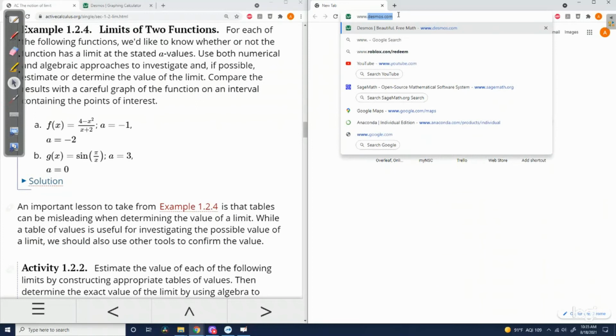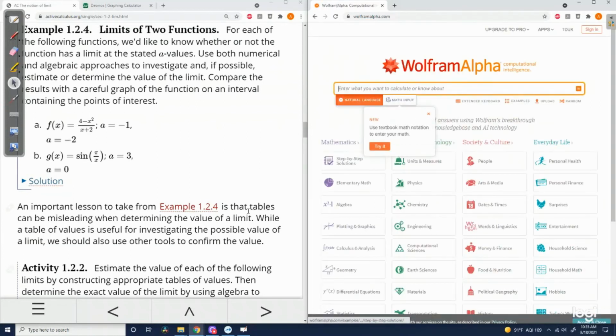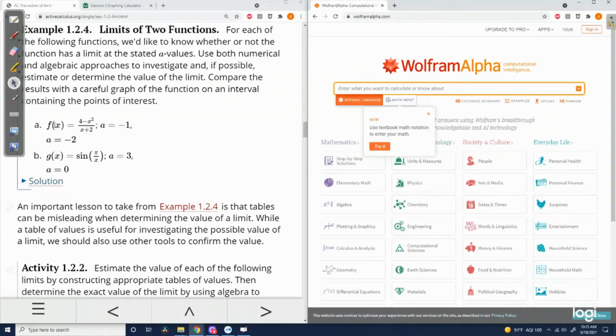And let's go to www.wolframalpha.com. Okay, so what are we trying to do here? We are trying to evaluate f of x when x values are close to -2.